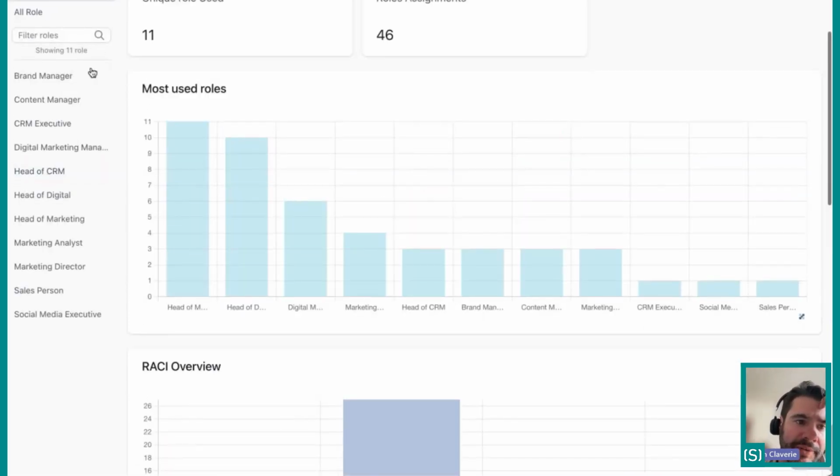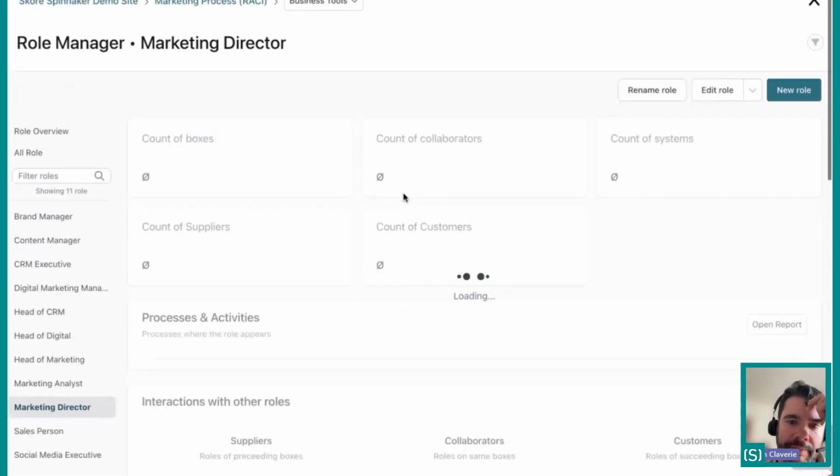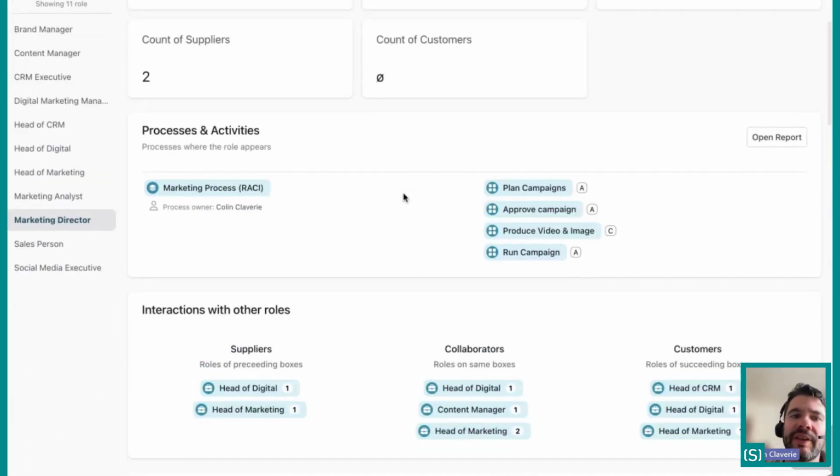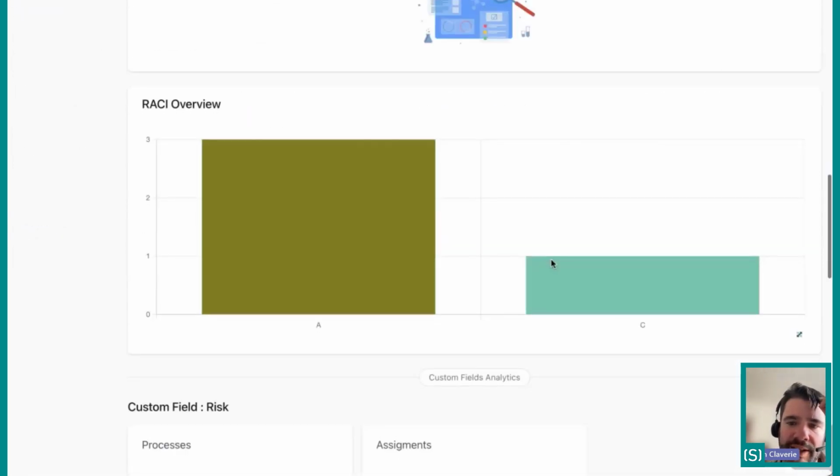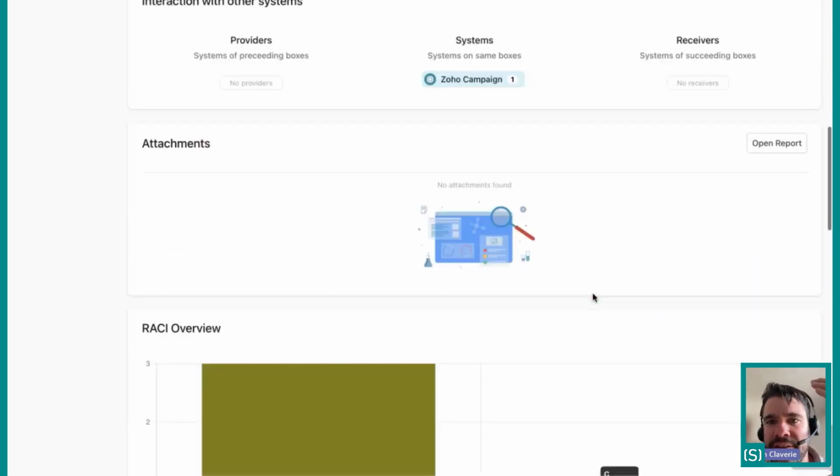Let's look at the role specifically. I will go for the marketing director in particular. Here I can see that this role is involved at the A level most of the time. We have this view as a chart here, 3 A's and 1 C. It looks a bit like an oddity, all right?